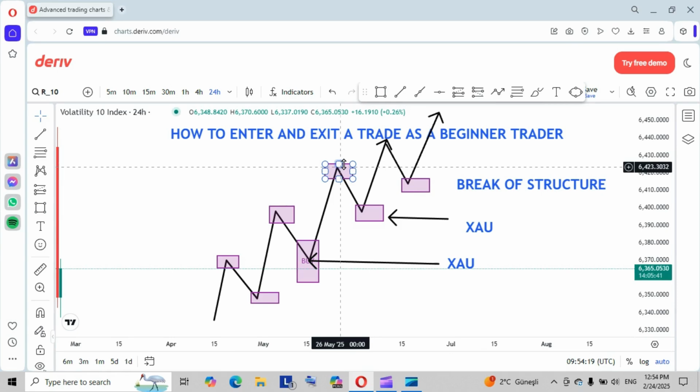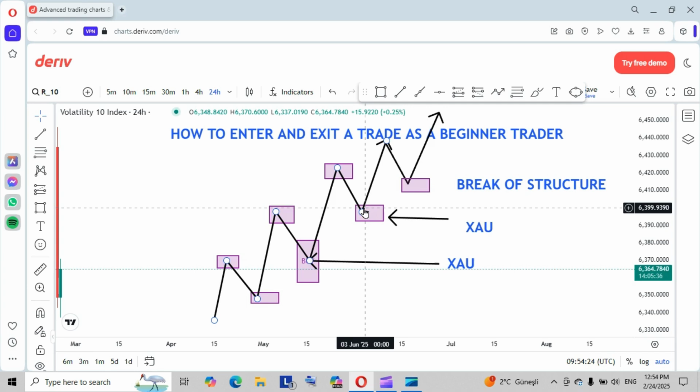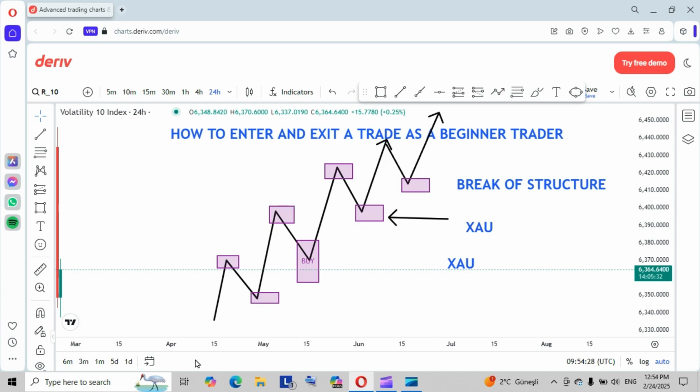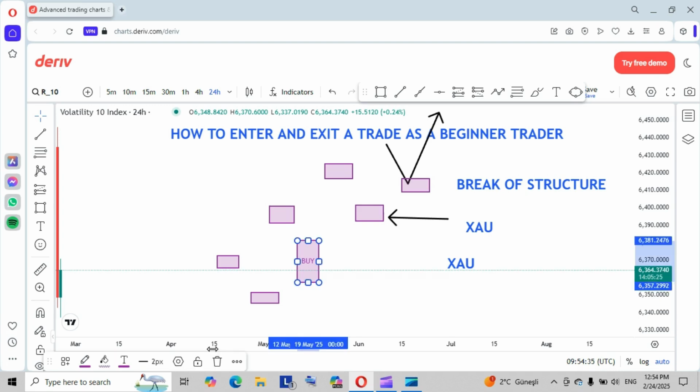Because if you enter at the higher high here, you are going to have a pullback, and more especially if you are using big lot sizes. So this is how you enter for a buy trade in a bullish market.